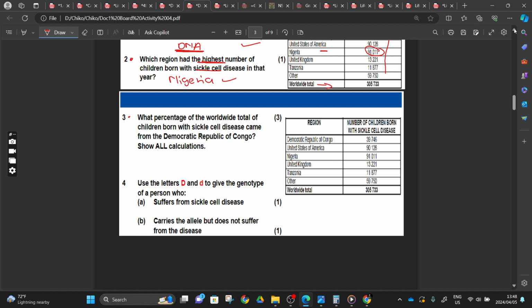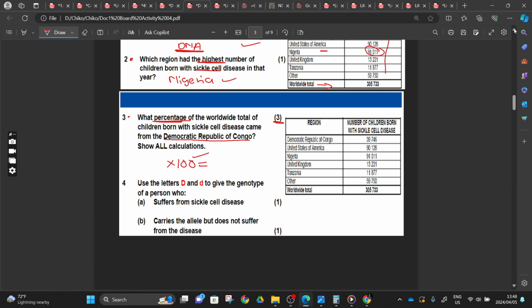Then we move on. Number 3, what percentage of the worldwide total of children born with sickle cell diseases came from the Democratic Republic of Congo? Show all calculation. And here I also like to say something, that when they ask you for the percentage, for you to calculate that percentage, the moment you multiply a certain answer with 100, that is your answer, guys. You can see this as 3 marks, right? They can give you this answer because you understand that we have a fraction, and that fraction is being multiplied by 100 for us to get a percentage, right? You agree with me?